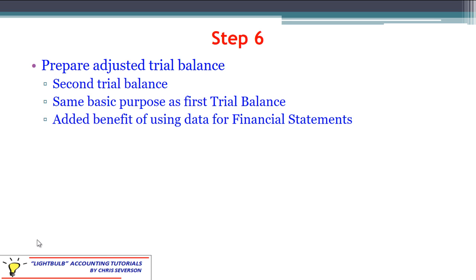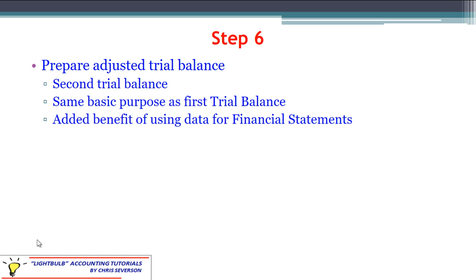Step 6, prepare the adjusted trial balance. This is the second of the three trial balances. It has all the same purposes of the first trial balance. It's a summary of the account balances for each of the accounts. The big difference, of course, is that it's after we've prepared adjusting entries. Now, some companies put together what's known as a worksheet. This used to be more popular when everything was paper. You'd have a few columns for your unadjusted trial balance, a debit and credit column to record all of your adjustments, and then the next set of two columns would record your adjusted trial balance.